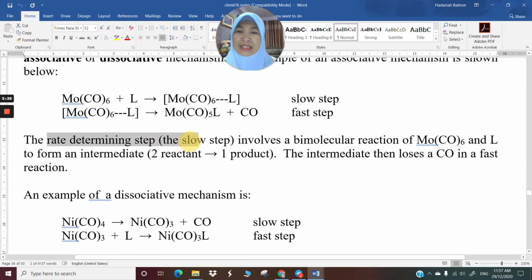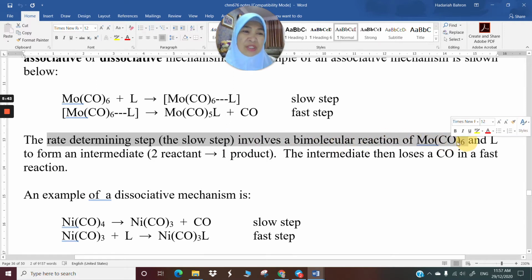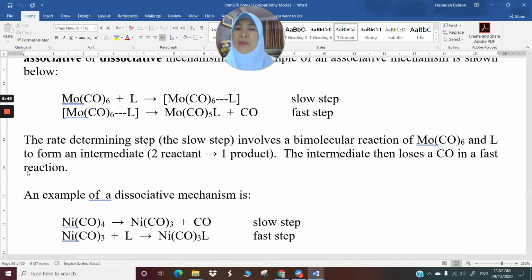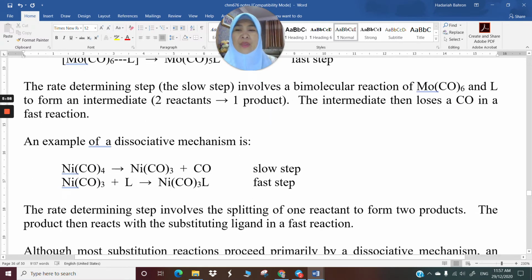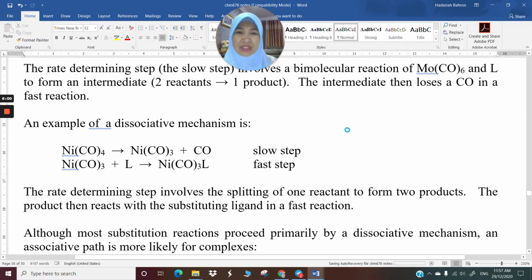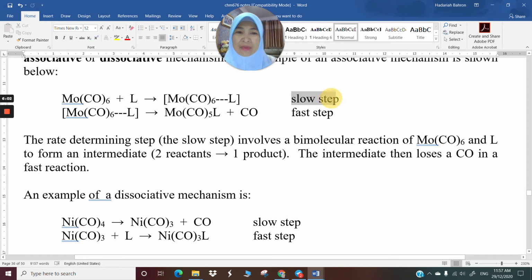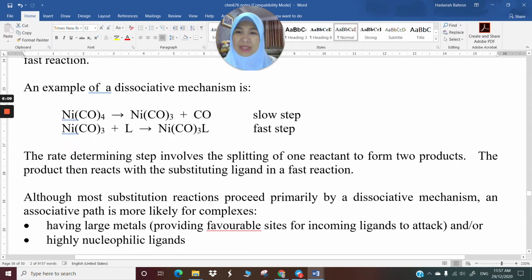The rate determining step, which is the slow step, involves a bimolecular reaction of MCO6 and L to form an intermediate. So two reactants make one product. And the intermediate will then lose a CO in a very fast reaction. So the slow step, the rate determining step, is an addition reaction. So you have an associative mechanism.